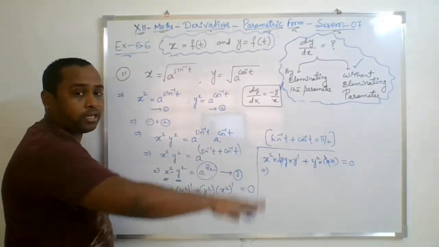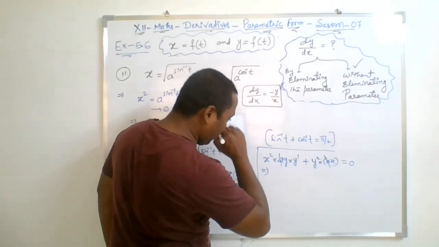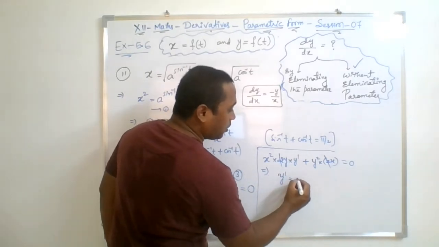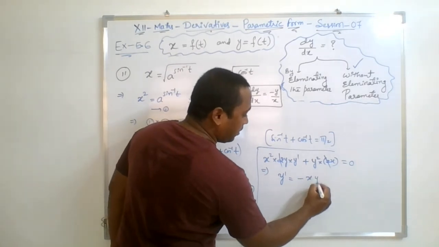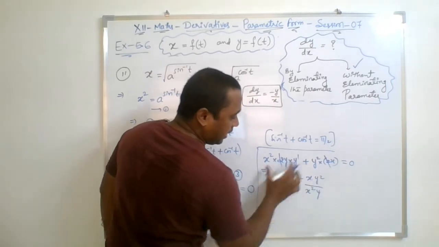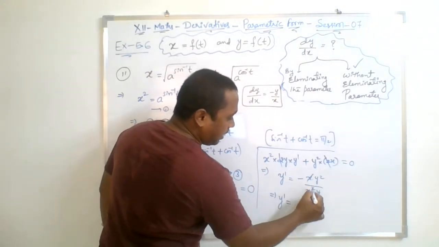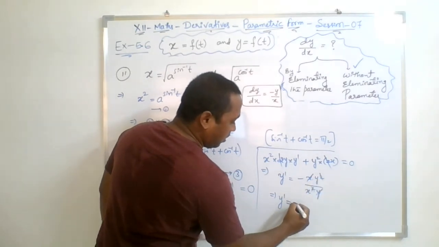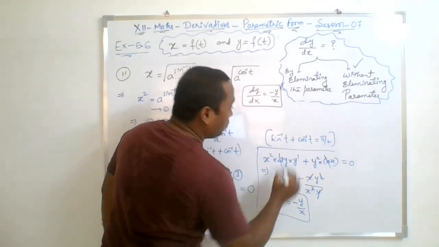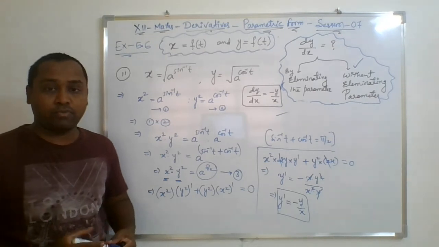Now you can say 2 is a common factor, you can take it as a common factor and that will go in the denominator. And then what we are left with, you can also write y dash equal to minus x into y square by x square into y, just by shifting the terms smartly. So y dash equals, x gets cancelled, y gets cancelled, answer is minus y by x. So now you got the answer here, dy by dx is minus y by x.